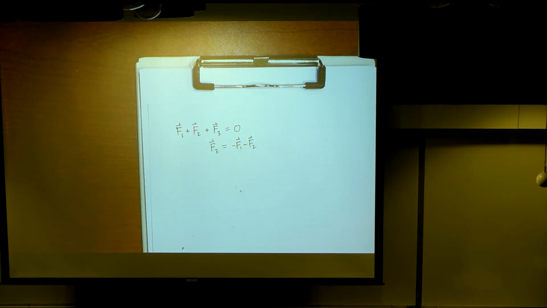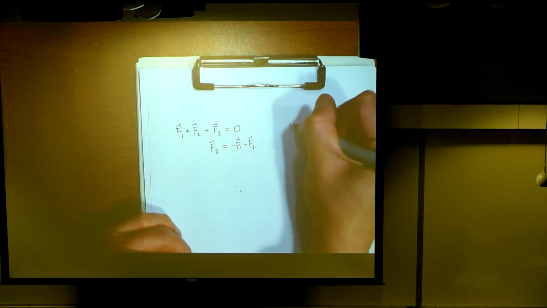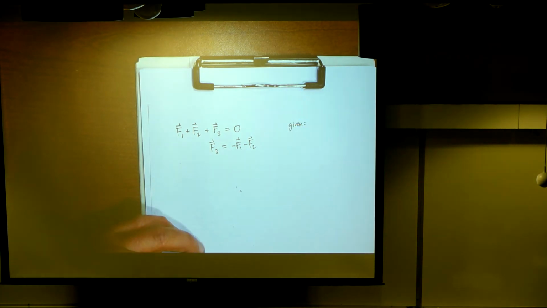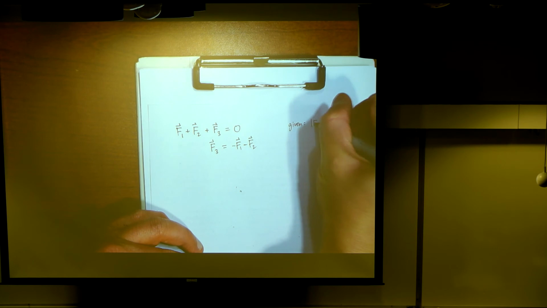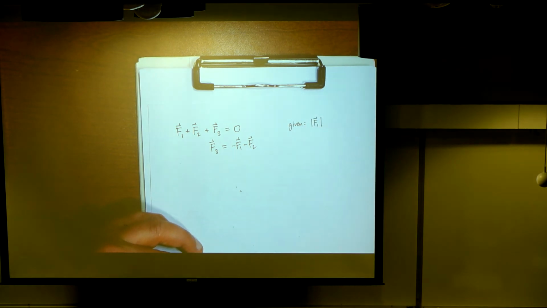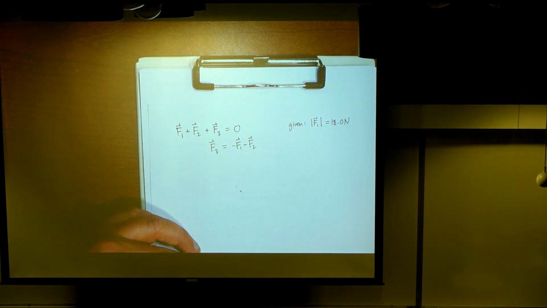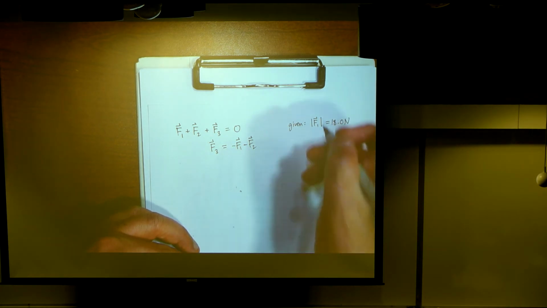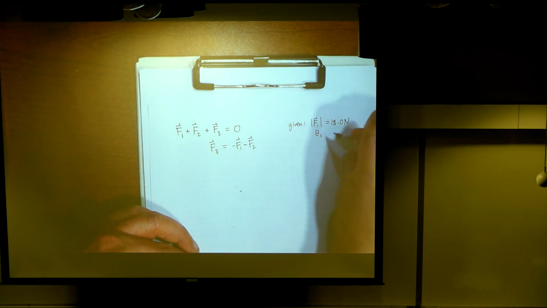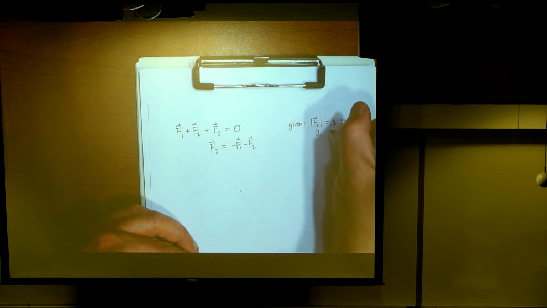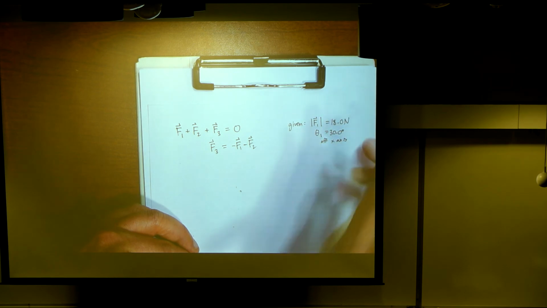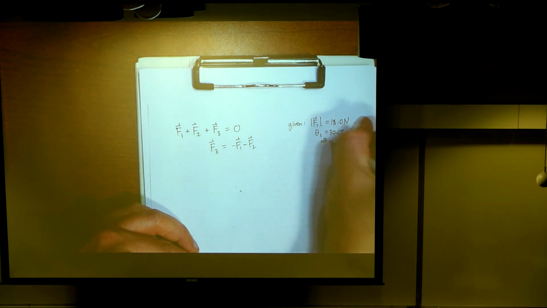All right, so what are we given here? Let's write this out. We're given the magnitude of F1. In the problem, that was 18 newtons. That's how hard we're pulling on the first rope. We're also given the angle for that first one. This is 30 degrees off the positive x-axis.